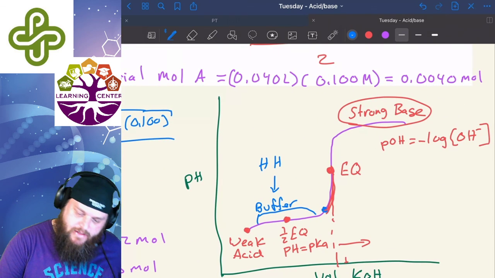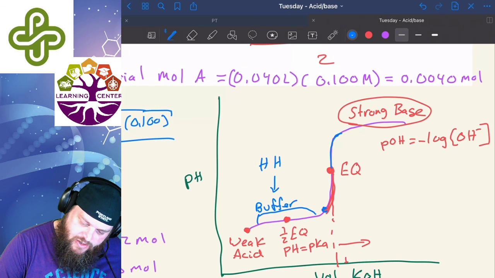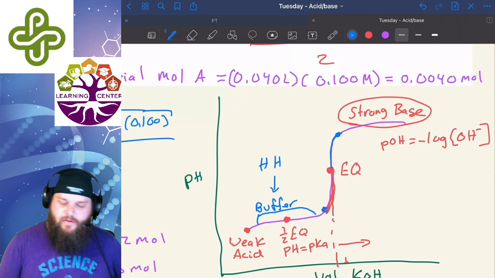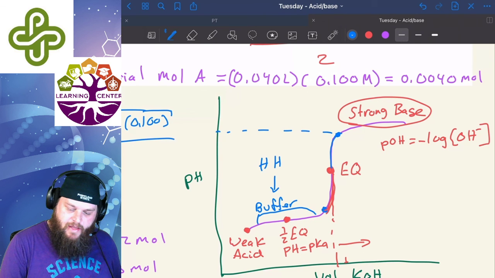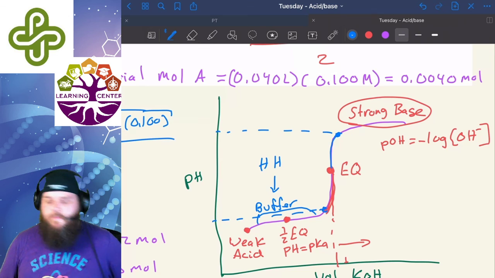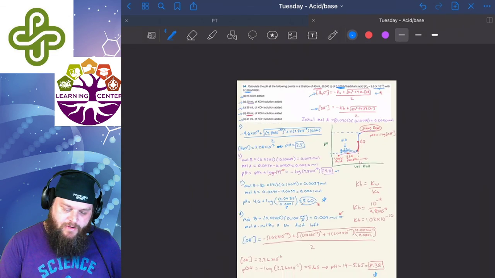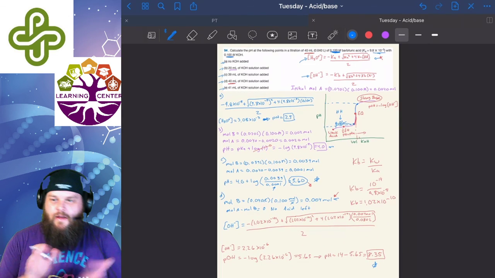And that's this part right here. It shot up to this part here, just a little bit above. But now we have a much higher pH than we had 2 milliliters previous. And that is the end of our titration problem.